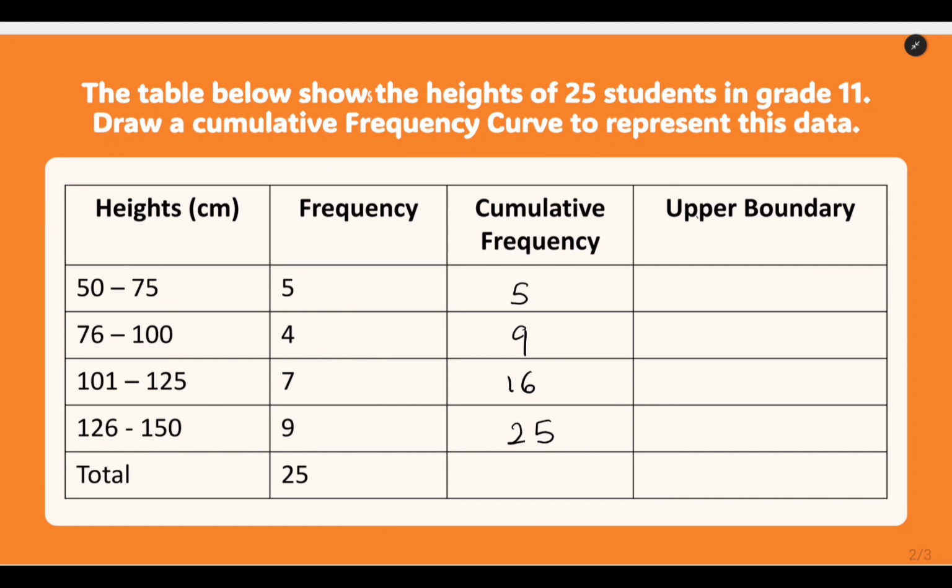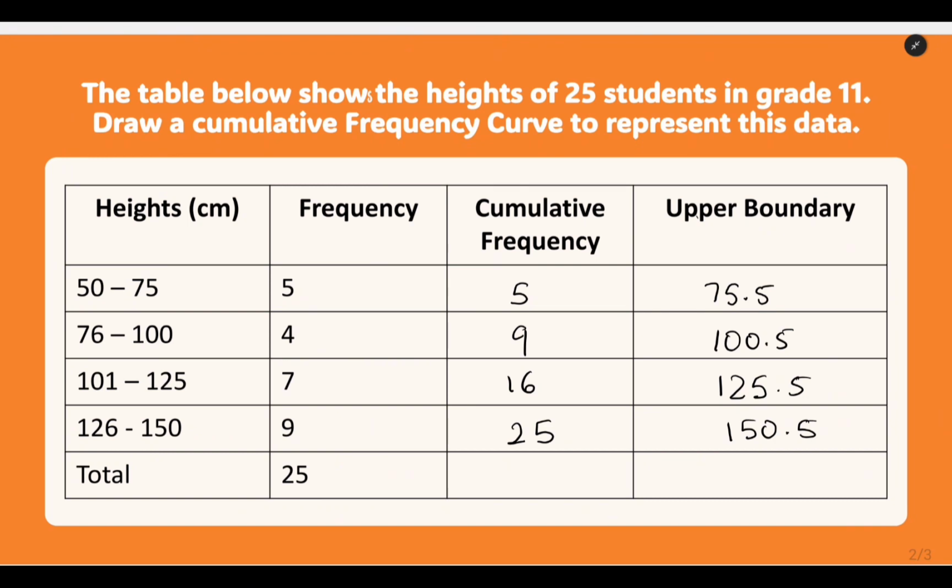So the next thing is the upper boundary. We learned about the upper boundary in a few previous videos. For the first class interval, we just add 0.5 to the 75, so this would be 75.5. Then we add 0.5 to the 100, so this will be 100.5. We add 0.5 to the 125, that will be 125.5. And the same thing for the last one: we add 0.5 to the 150, this will be 150.5. So we have the two important things that we need to plot and draw the cumulative frequency curve.